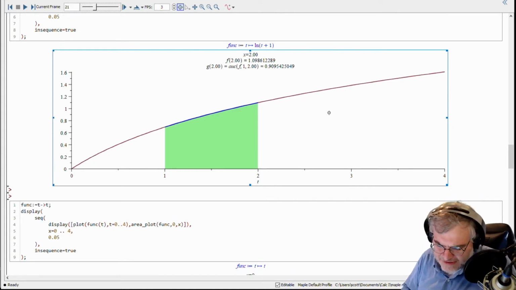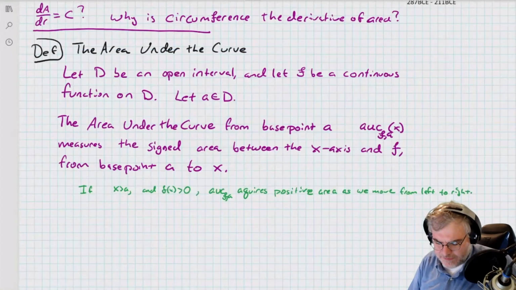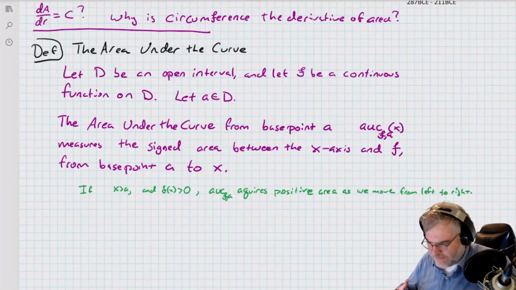Now, what do I mean by the signed area? Okay, so let's write this. If x is greater than A, and f of x is greater than 0, AUC acquires positive area as we move from left to right. Okay, so let me go ahead and put that back on the tablet. So if x is greater than A, I've acquired positive area as I move from left to right.